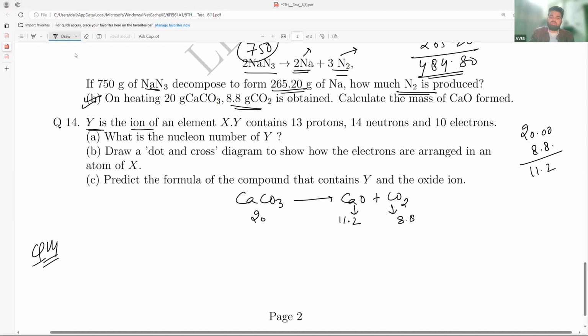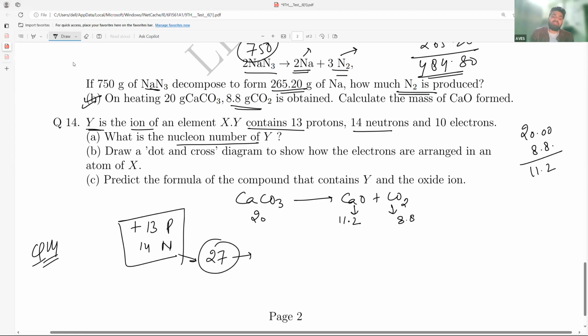Y, which is an anion, contains 13 positively charged protons and 14 neutrons. Proton and neutron are not going to have any charge. They together form nucleons. So what is the first answer? What is the nucleon number of Y? The nucleon number of Y is 13 plus 14, you will get 27. 27 is the nucleon number, and we will say that it is also the atomic mass. Got it?